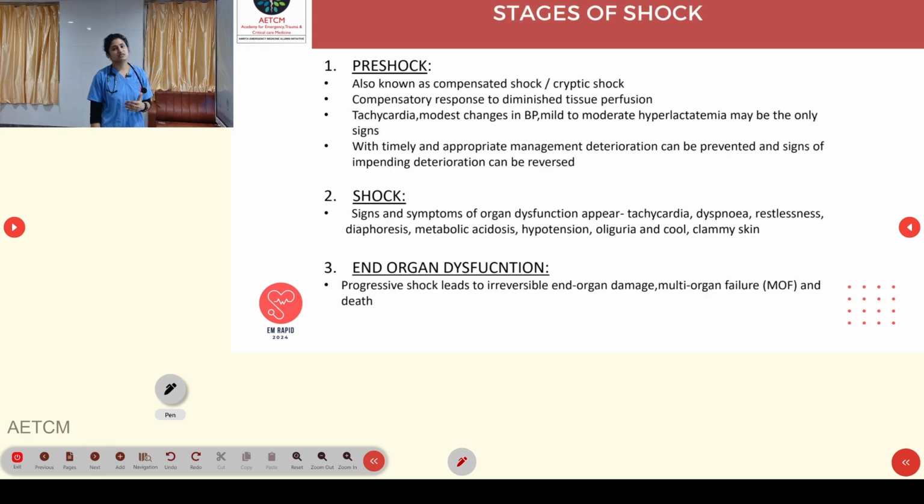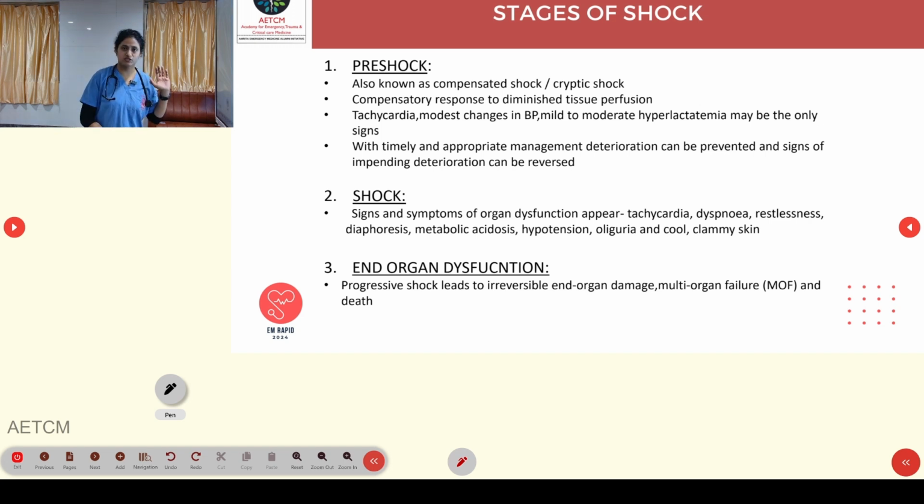So what are the stages of shock? There are three stages: pre-shock, shock and end organ dysfunction. Pre-shock is also known as cryptic shock or compensated shock. That is, there will be compensatory responses to the tissue hypoperfusion, like tachycardia, modest changes in BP, and mild to moderate hyperlactatemia may be the only initial symptoms. With timely and appropriate management, the deterioration can be prevented.